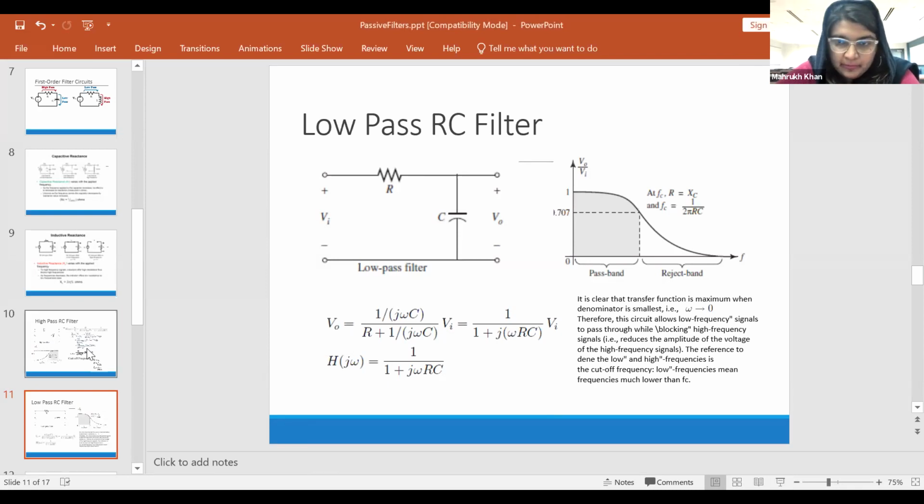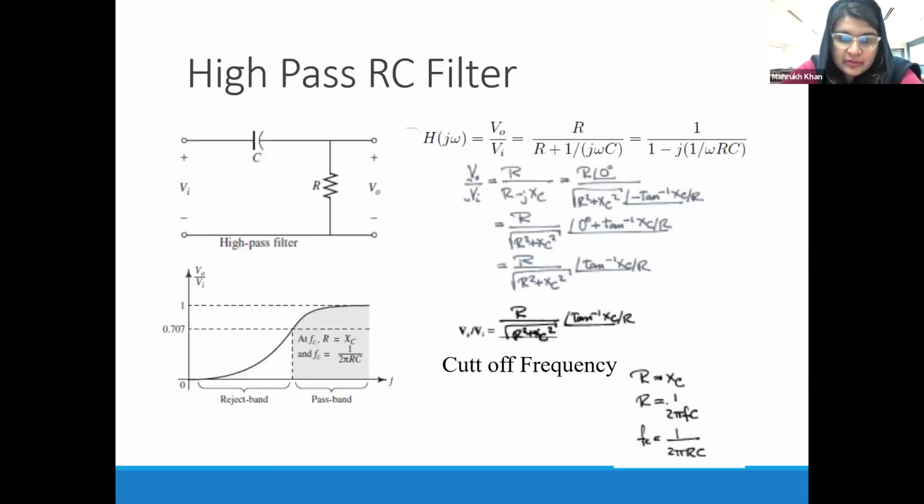Yeah. Okay. So this is the high pass filter we are talking about. High pass filter means that you are measuring voltage here. So how it will work as high pass, we will see that. Its transfer function is V naught over VI you are taking, where V naught is R and VI is R plus the capacitor. You can also see that this is actually a voltage division rule you're applying.